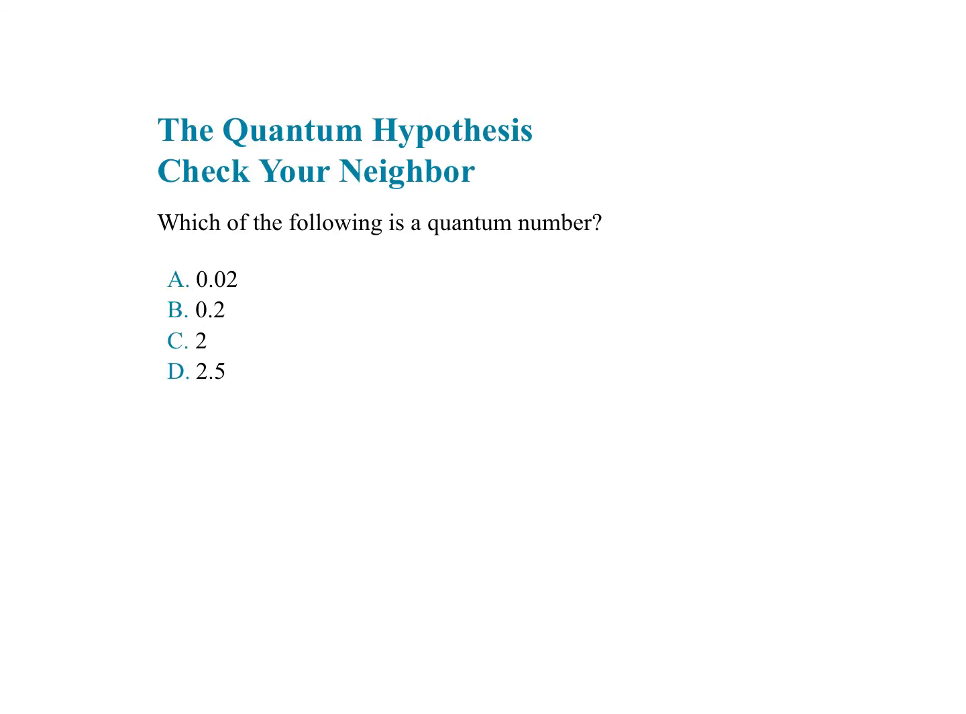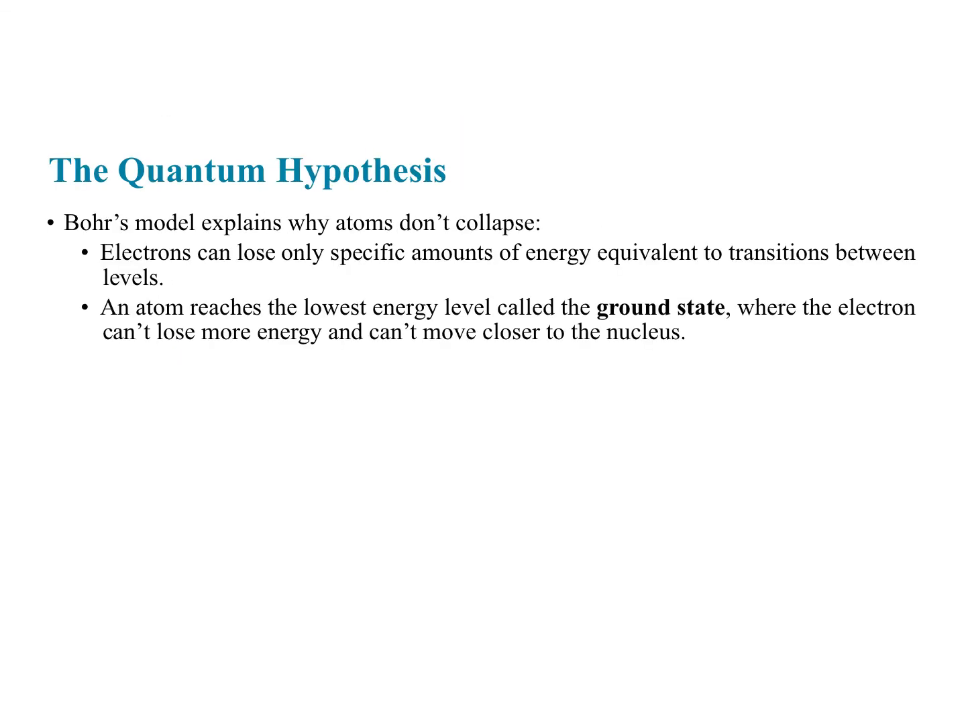So, testing our understanding, which of the following numbers could possibly be a quantum number? Well, obviously it has to be C2, because all of these are fractions, and you can't make a quantum number be a fraction. It has to be a whole number, an integer. One of the benefits of Bohr's quantum hypothesis is that it explains why atoms don't collapse.